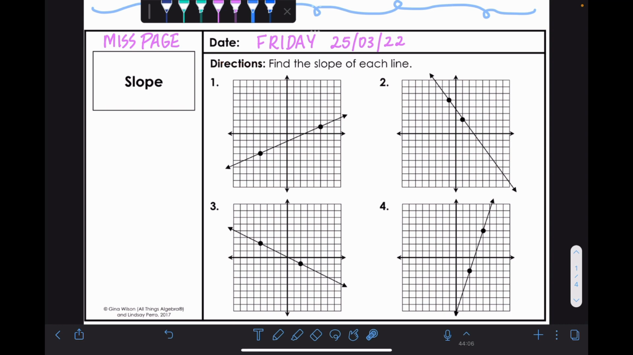So if we're looking at this, the question gives us directions to find the slope. Find the slope of each of these lines. And we know that our slope is equal to m. And we're really familiar with that slope.